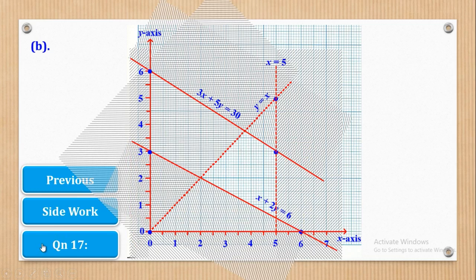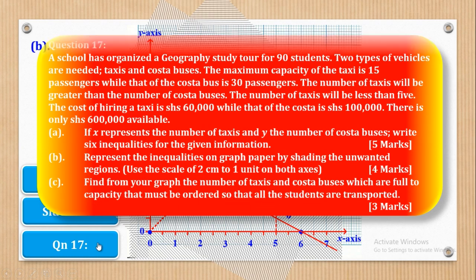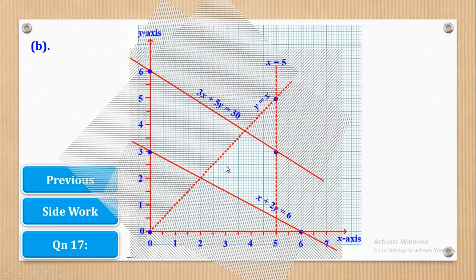Okay, I believe now we have finished part B, and with that we have got our 4 marks. Next is to look for these 3 marks. They said, find from your graph the number of taxis and coaster buses which are full to capacity that must be ordered so that all the students are transported. So before you get that, you have to look for what we call feasible points.